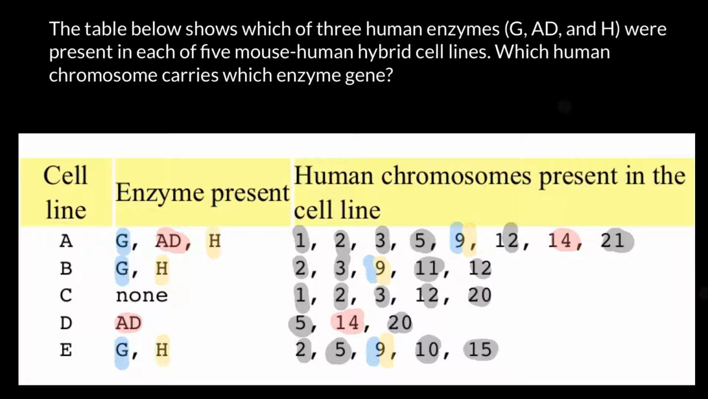So basically we have two chromosomes here. Chromosome number 14 has the gene for the enzyme AD, and we have found another, chromosome number 9, that contains the genes for both enzymes G and H.